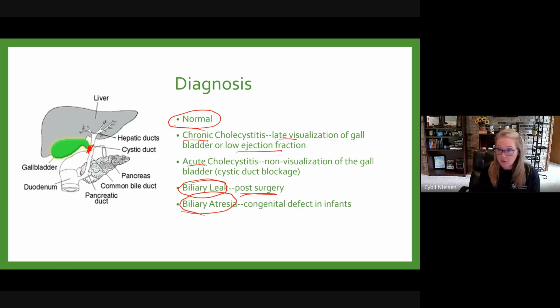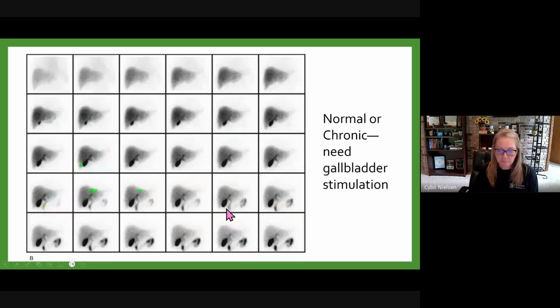And then biliary atresia. This is for babies that are born where their biliary tree is not open. And so this is super easy as well. You inject the mebrofenin, you take images, and you're just looking to see if the activity makes its way into the bowel. If it makes its way into the bowel, it's fine.